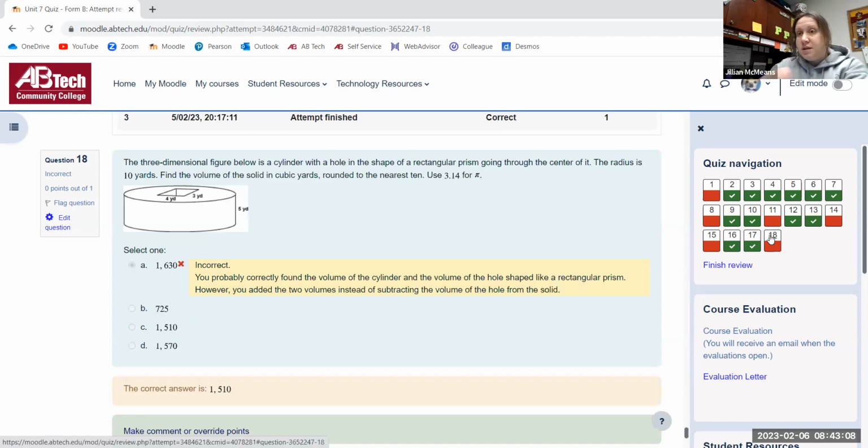This one, again, is going to be kind of a tough one because you're dealing with that composed figure situation. The three-dimensional figure below is a cylinder with a hole cut in the shape of a rectangular triangle, or a rectangular triangle. I have no idea.